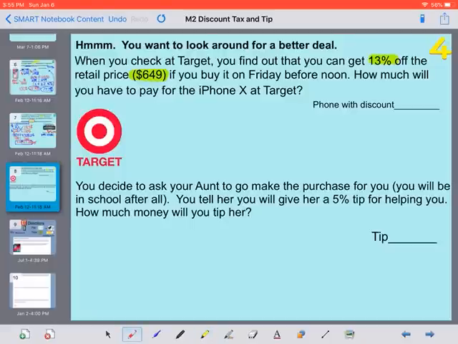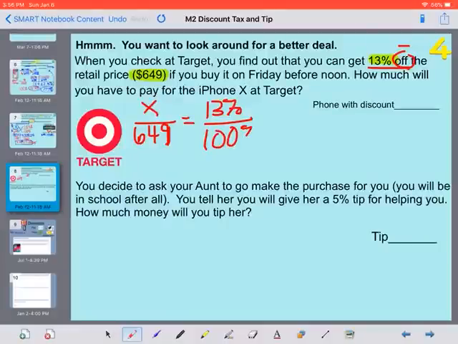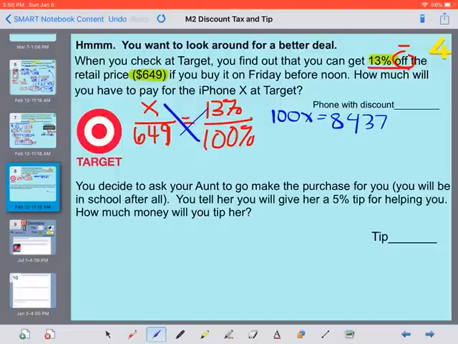So we get 13% off. So let's figure out what is 13% and let's take it off or subtract it from the total price. So the part that we're looking for, we don't know what that is, but we know 649 is our total. And we're getting 13% off of the whole thing, 100%. So let's cross multiply. 100 times x is 100x. 649 times 13 is 8,437, or not necessarily dollars yet, we don't know.